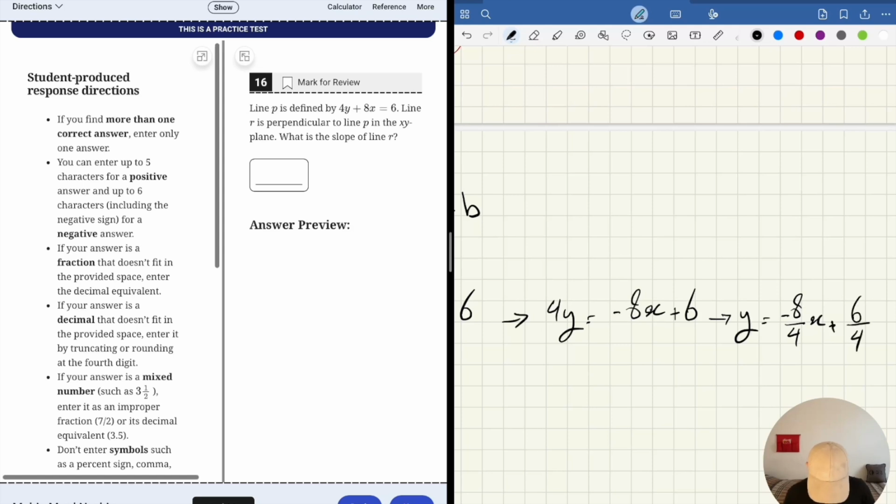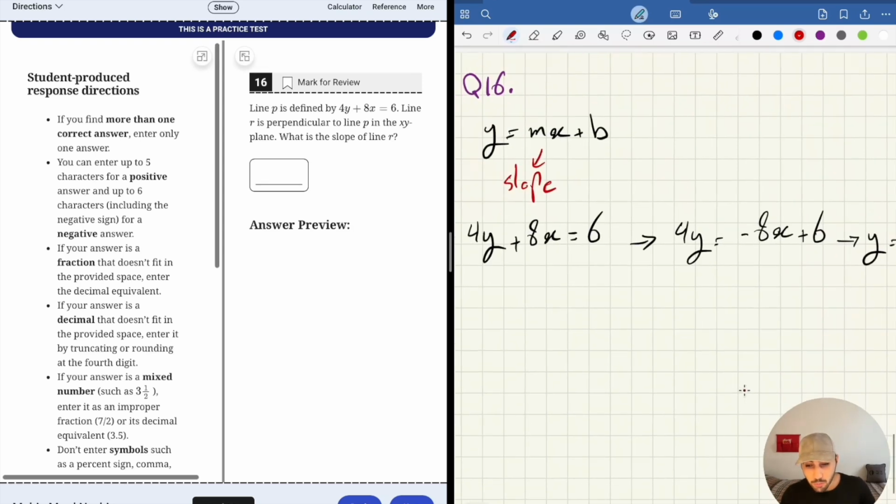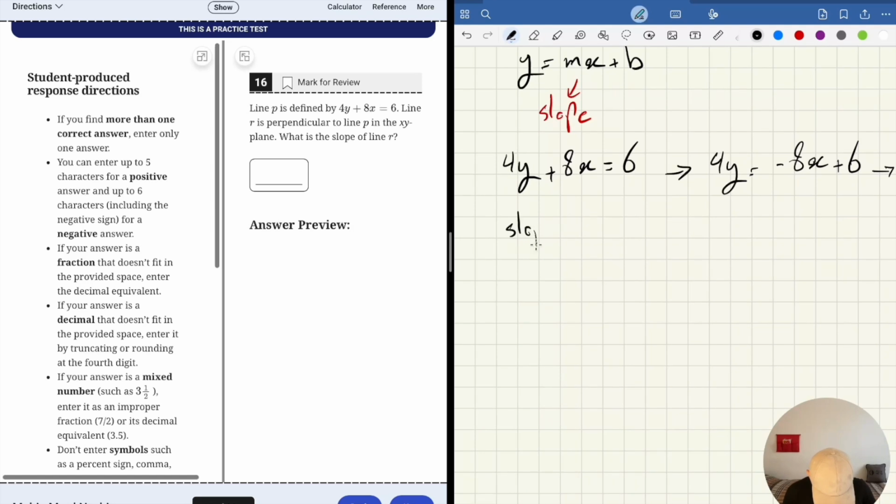So now this part is my slope, negative 8 over 4. This is the slope, which is negative 2, right? Negative 8 over 4 is negative 2. So the slope of P is negative 2. Hence, the slope of R is going to be flipped and with the sign switched.